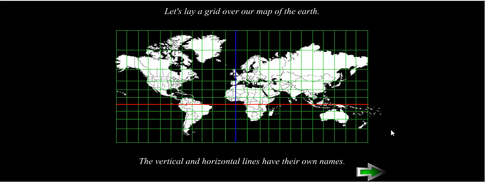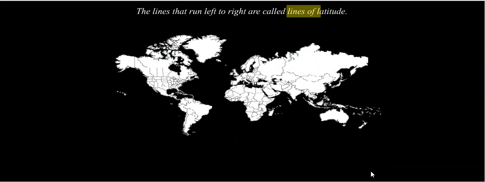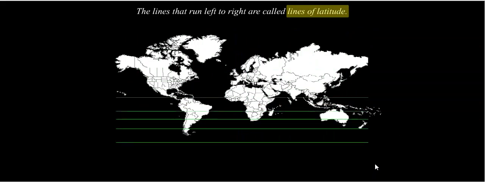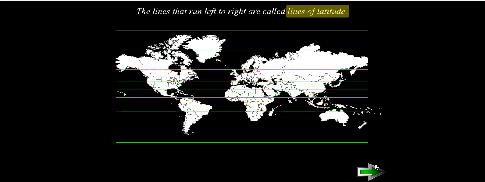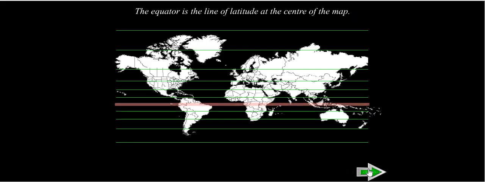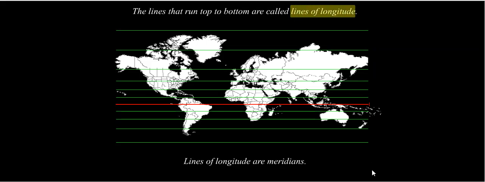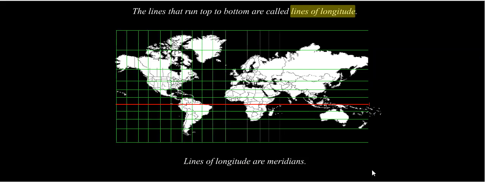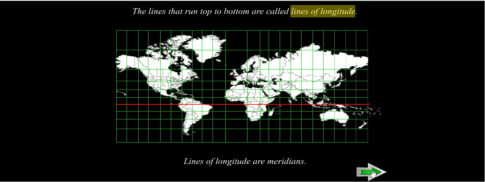Let's lay a grid over our map of the Earth. The vertical and horizontal lines have their own names. The lines that run left to right are called lines of latitude. The equator is the line of latitude at the center of the map. The lines that run top to bottom are called lines of longitude. Lines of longitude are meridians.